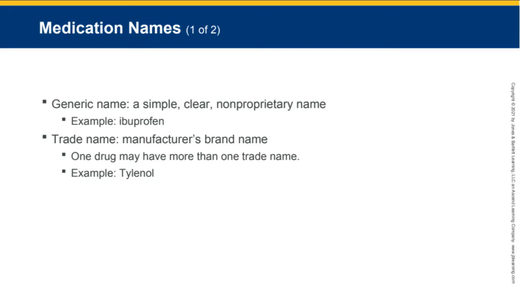The trade name now is the manufacturer's brand name. These names normally begin with a capital letter. One drug may have more than one trade name. Same example here, ibuprofen. In Jamaica, we have it as Motrin or Advil. The other example that is cited there, Tylenol. Tylenol is the same thing as Panadol or cetamol. All of these contain what is known as acetaminophen.